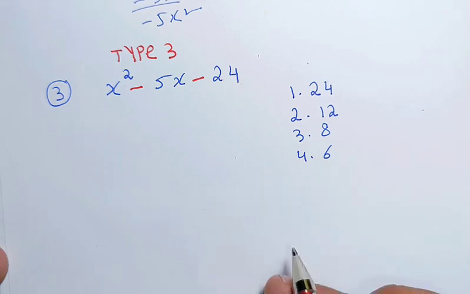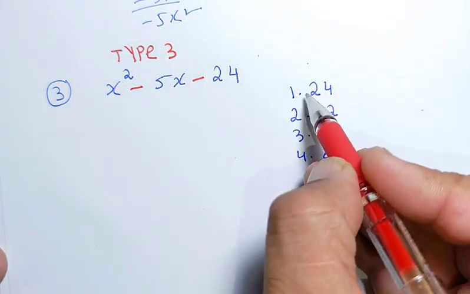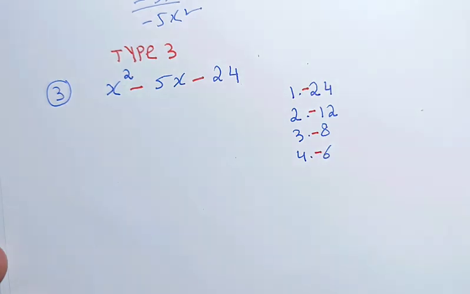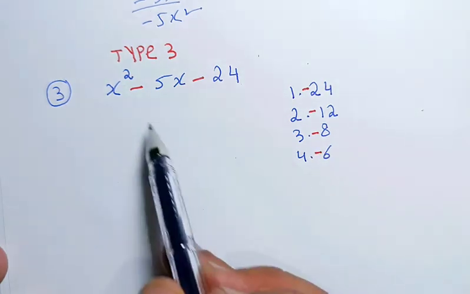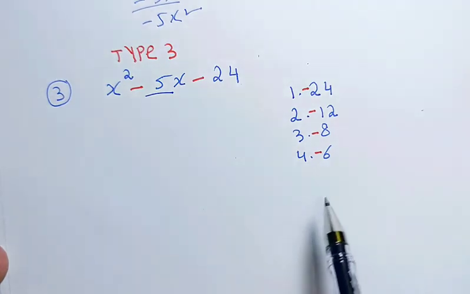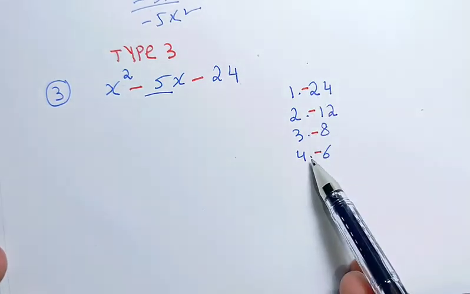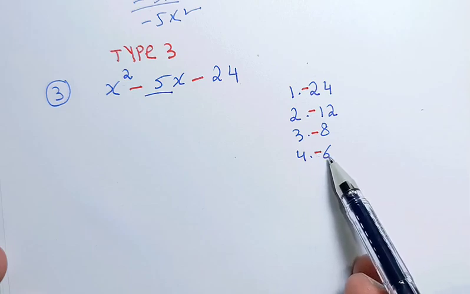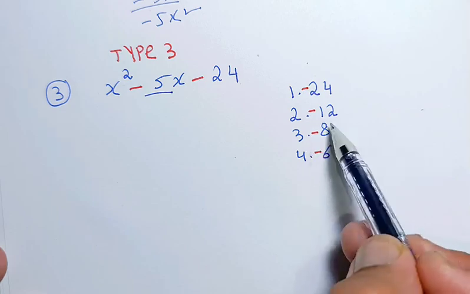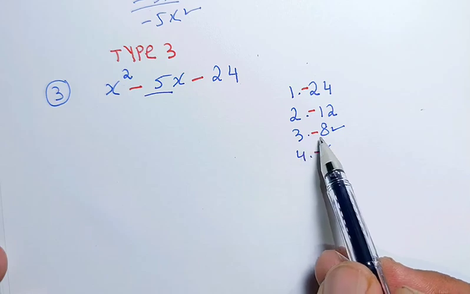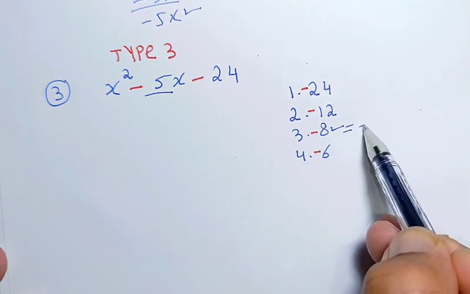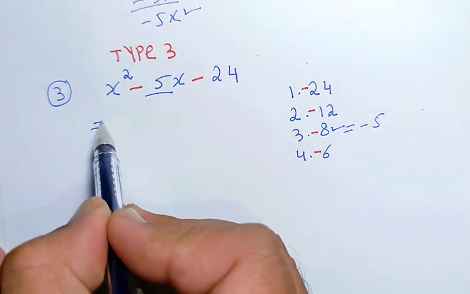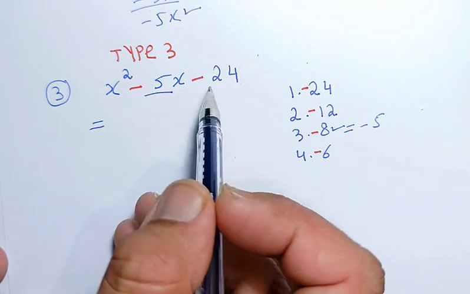Now, the larger number will be negative. So in these two, the larger number is negative, negative, negative, negative. Now we need to add them. The answer must be equal to negative 5. If I take these two, it's not going to work, because 4 plus negative 6 is negative 2. This will work: 3 plus negative 8 is equal to negative 5. So I'm going to use these factors to factorize x squared minus 5x minus 24.